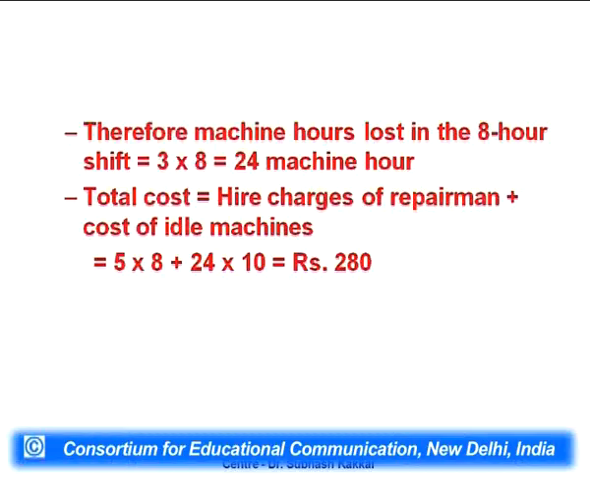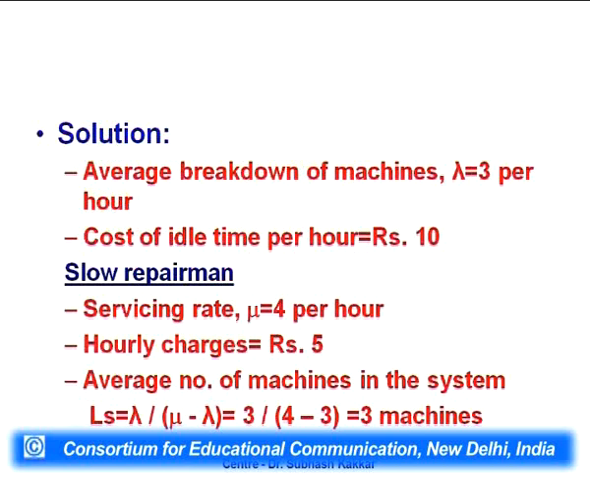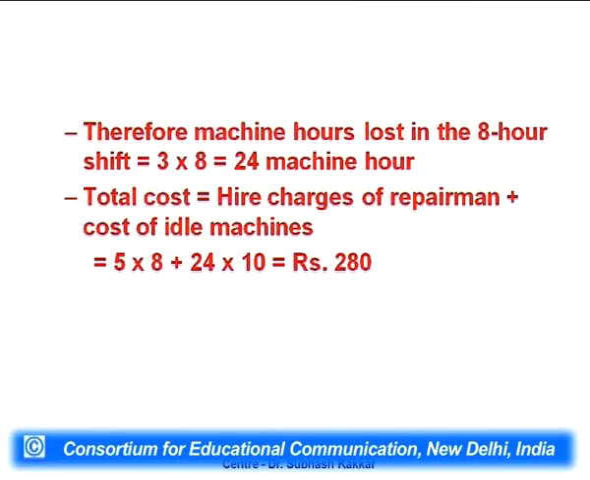Therefore, machine hours lost in an 8-hour shift. Let us assume all the calculations are for the 8-hour shift. Per hour there are 3 machines which are out of order. For an 8-hour shift, 3 into 8, 24 machine hours will be lost. Let us go back to the original. So, we say that 3 machines are out of order every hour. So, 3 machine hours are lost, and out of 8 hours, 24 machine hours will be lost.